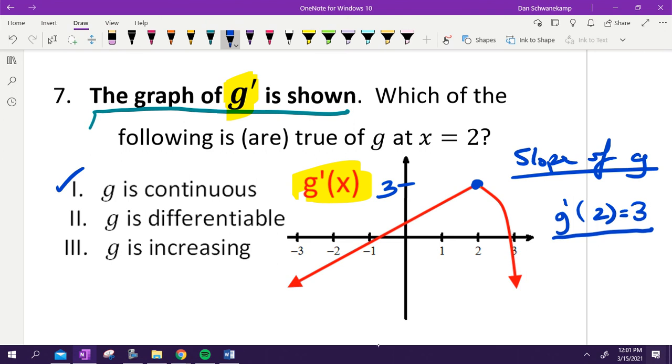Yes, because I know what differentiable means. You can find the slope at 2. I can find the slope at 2. The slope at 2 is 3. Okay, because there is a point right there, that makes it differentiable. If there was an open circle, then no.